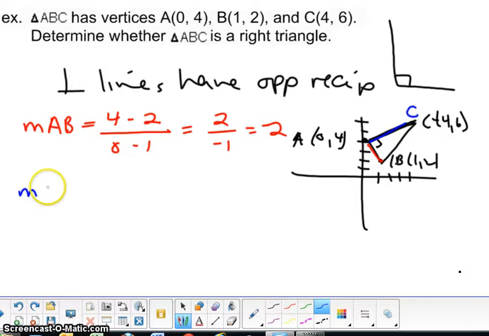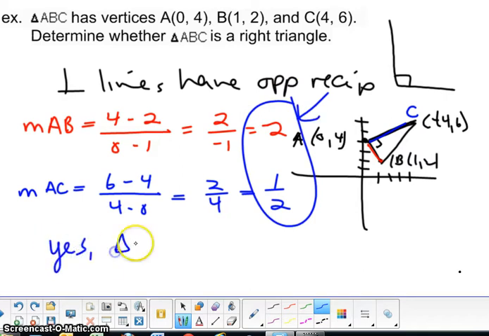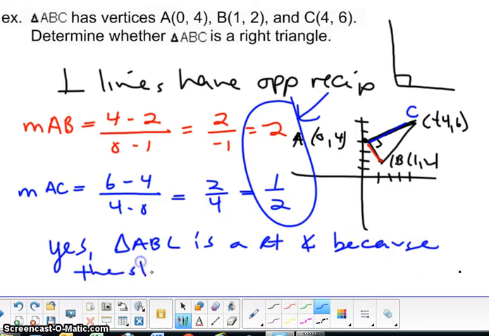So it's AC, so I'm going to put MAC. The slope of AC is going to be the change in y, so it's 6 minus 4 and 4 minus 0. So you end up with 2 over 4, and that is 1/2. So because those two are opposite reciprocal slope, we can say that yes, triangle ABC is a right triangle because the slopes are opposite reciprocal.